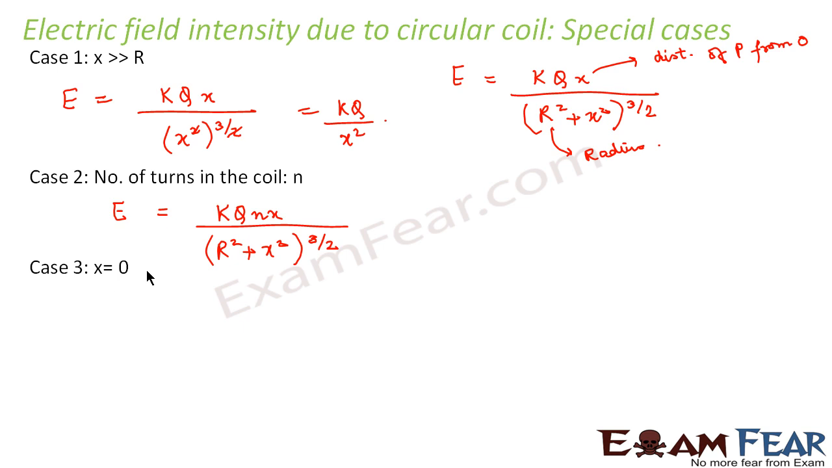What if x is equal to 0? That means x is equal to 0 means the distance of the point is 0. That means the point is at the center. You want to find out the electric field at the center. So the electric field at the center becomes 0 because x is 0. So this entire thing becomes 0. So electric field at the center is 0.